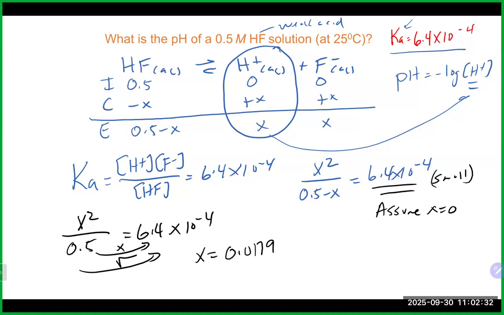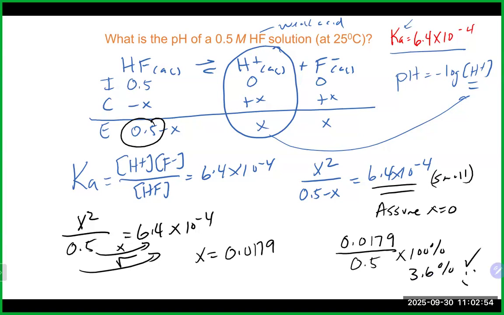Remember that when we do the assumption, we do need to check it. To check the assumption, you take the value you got, divide it by what you're going to subtract it from, which is 0.5, and multiply it by 100%. And we are shooting for hopefully less than 5%. In this case, we got 3.6%, which means the check is good here. So because that check is good, that gives us really what we're interested in, our H plus concentration. The concentration of H plus equals x in this case, which equals 0.0179 molar.